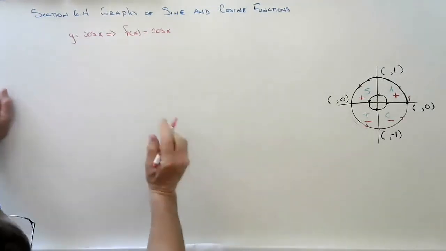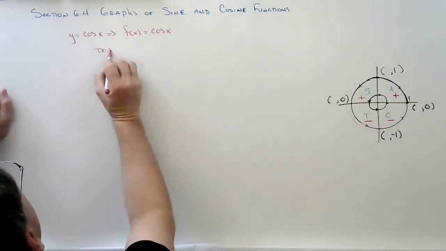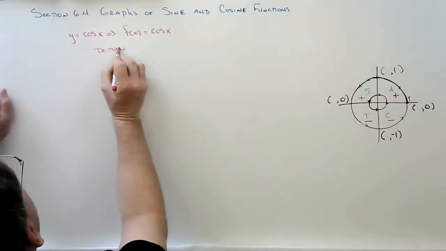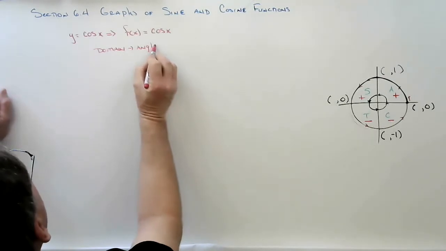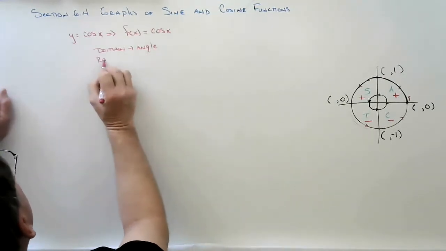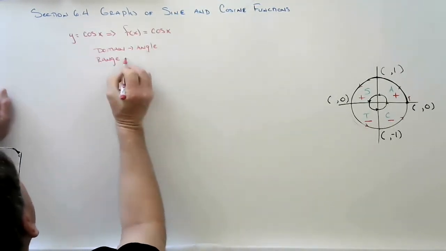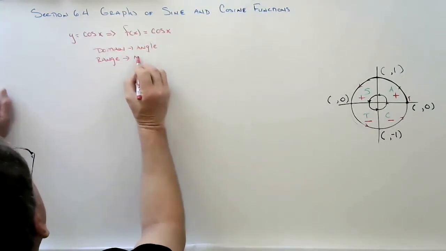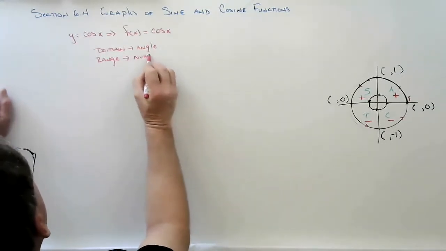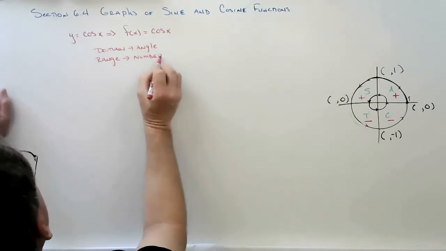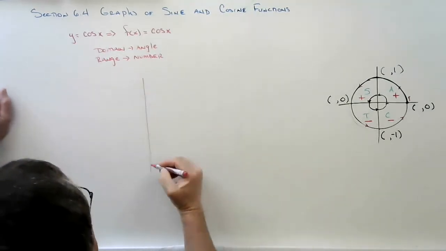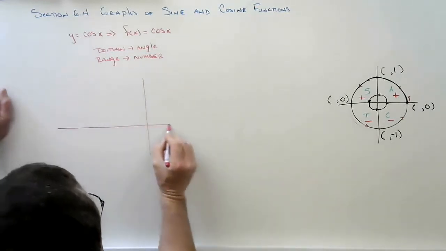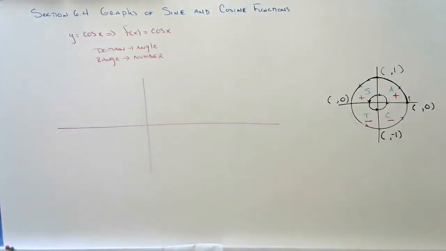Still the same game. Domain is going to be an angle. The range is going to be a number. This is how trig functions work. You plug in an angle and a number comes out. So what does our graph look like? How do we draw the graph of cosine? Well, we duplicate the same steps.